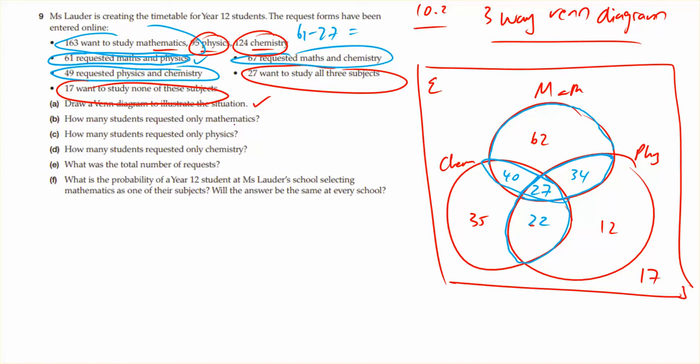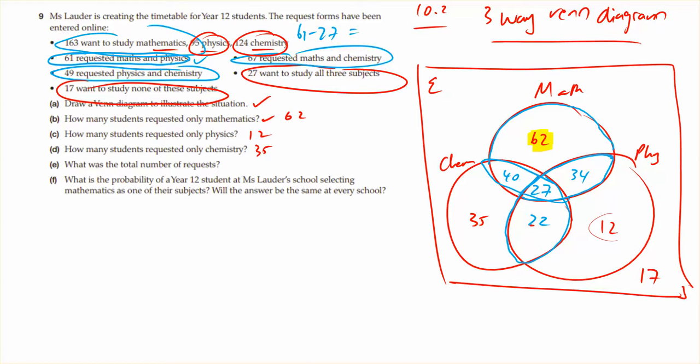How many students requested only mathematics? Only mathematics means they don't study anything else. So my answer to that would be 62 that study mathematics only. How many students requested only physics? So only physics is 12, because the 34, 27, and 22 study something else as well. How many students studied only chemistry? So only chemistry is 35.